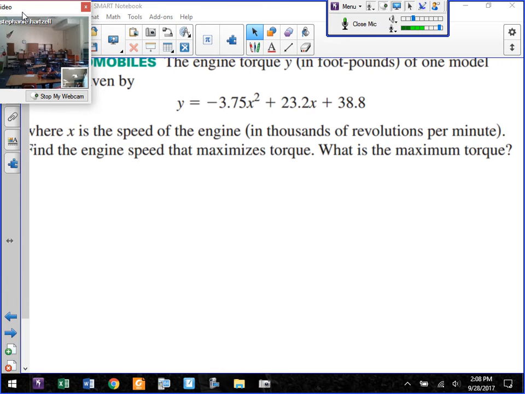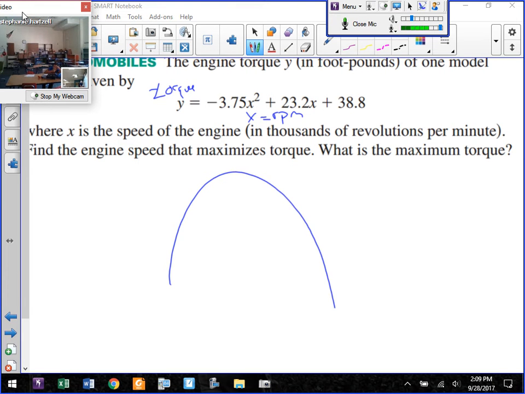So when I'm looking at this information, right away it tells you that Y is your torque value. X is your RPM. Now, talking about it in terms of a quadratic equation, I see that I have an A value that is negative 3.75. If it's a negative 3.75, what's the graph going to look like? It's going to be down like a frown, right? No matter what, it's going to do this. I know that. I don't know where it's going through. I don't know any of those values at all.